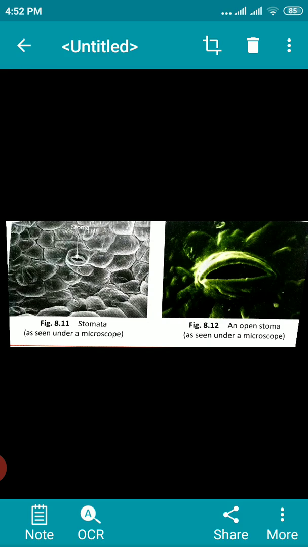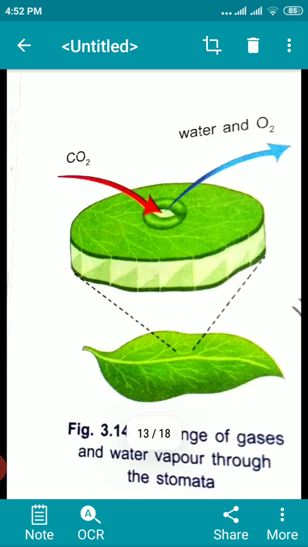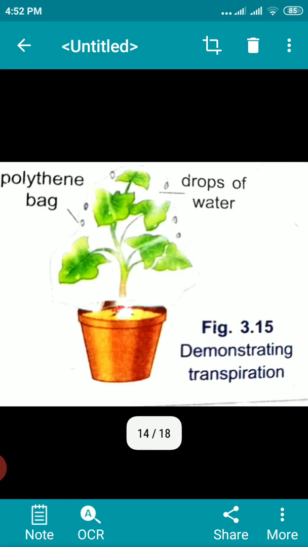How this transpiration takes place, we can see by doing an experiment. See here in this picture, you can see the carbon dioxide is coming in, and water and oxygen are released. So here it helps in the exchange of gases so that the plants prepare food, and it is helpful for breathing also. Now in this picture you can see how transpiration takes place in the plant.